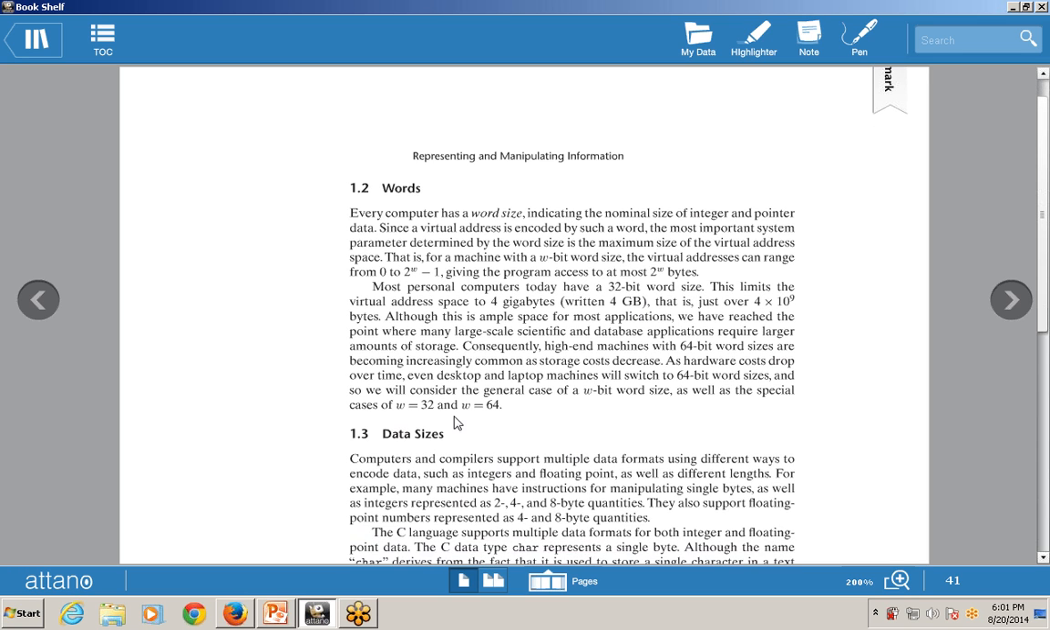Next topic is data sizes. Data sizes means the size of data that we can use in computers. But before this, let's take a 5 to 10 minute break and then come back and start with 1.3, that is data sizes. So let's take a 5 to 10 minute break.